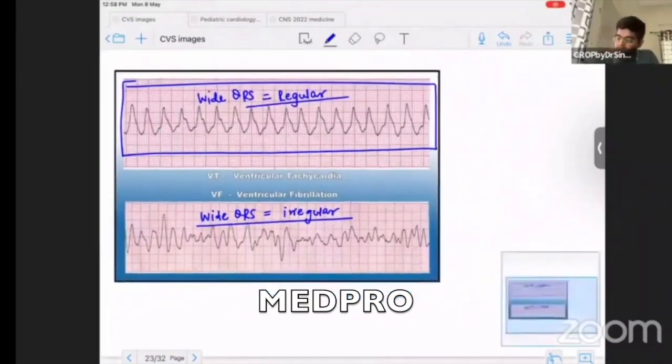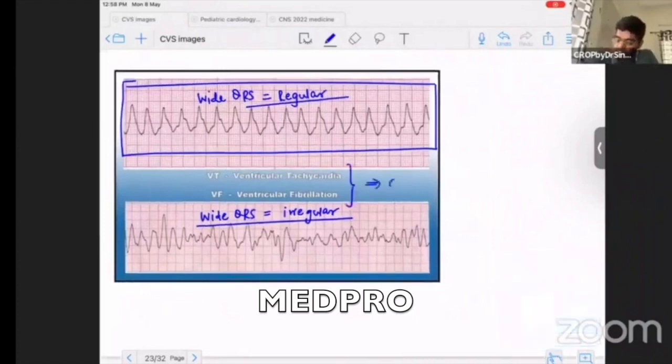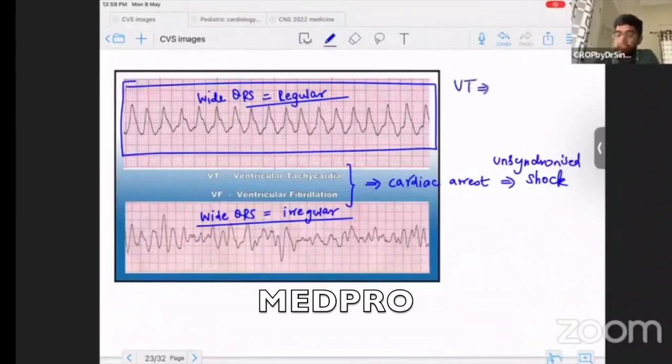These two can be noted in cardiac arrest situation. And whenever it is noted in cardiac arrest situation, the treatment is going to be shock. What type of shock? Unsynchronized shock or defibrillation is the treatment. VT alone, ventricular tachycardia alone, can be noted in a stable patient also. And for a stable patient, I told you, what should be the treatment? It would be procainamide.